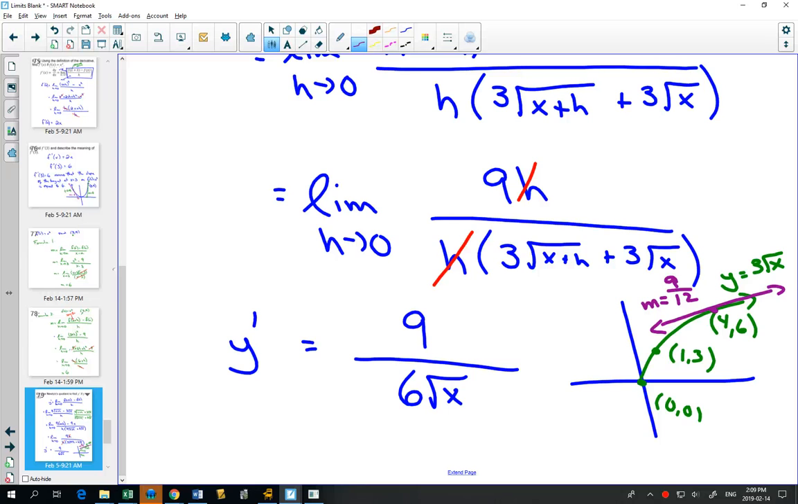I could have found that slope using my formula 1 or my formula 2 from before, but this is more powerful because I now have my derivative finds any slope. So if all of a sudden I decide, ooh, I'd also like to know what the slope is at this point. What's the slope of that tangent line when x is 1? Well, now I can plug in 1 here. I know that slope is 9 over 6.